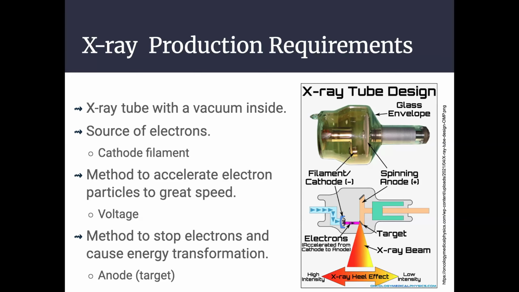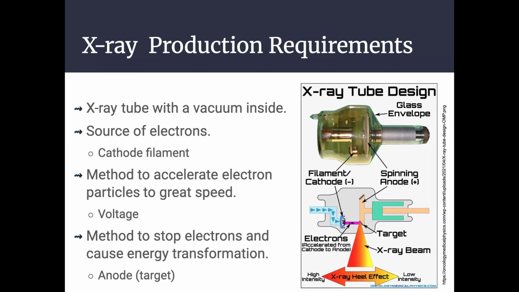There are 4 things we need for X-ray production to happen. 4 necessary elements to X-ray production. Number 1 is an X-ray tube with a vacuum inside. I told you that already. Without the vacuum, you don't boil off electrons, you get no electron cloud, you do not produce an X-ray. Must have a vacuum.